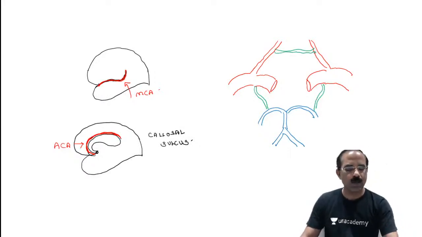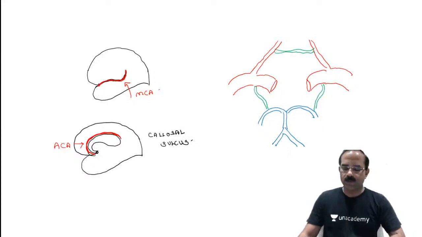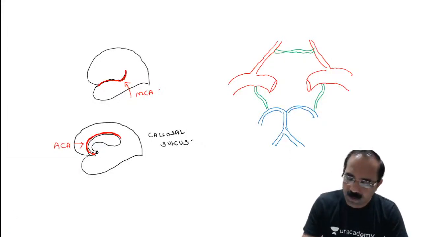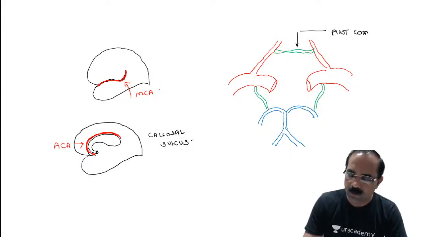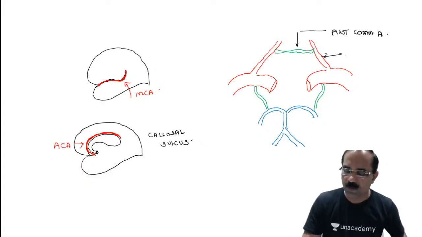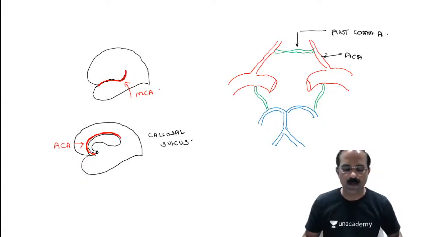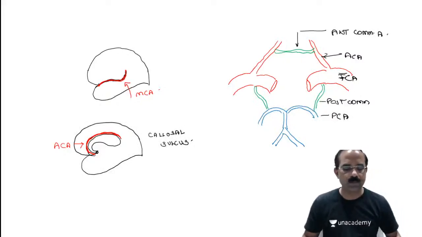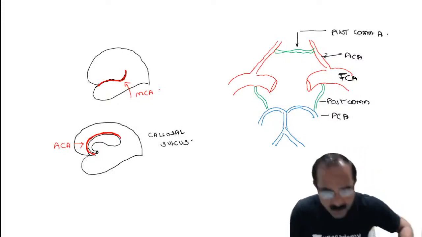This is something which you have to know. Very good. So I'll just quickly name the arteries. What is this artery? This is the anterior communicating artery. This is the anterior cerebral artery, internal carotid, posterior communicating, posterior cerebral. Just one moment, I'll be back in a moment.